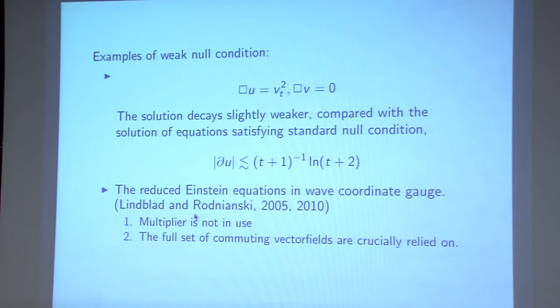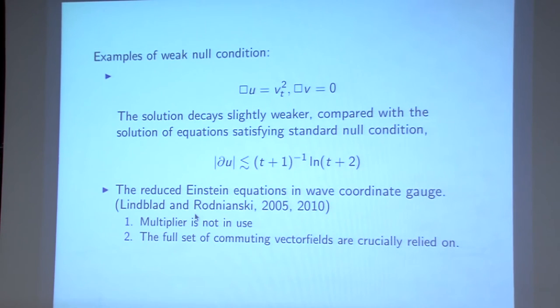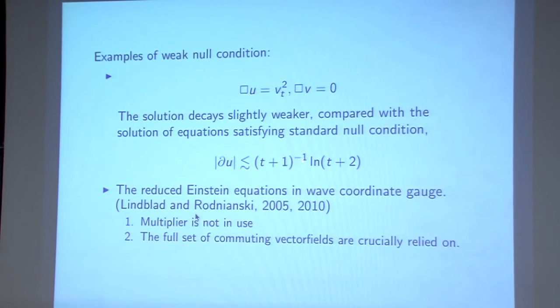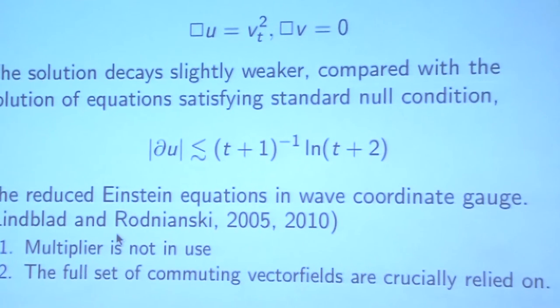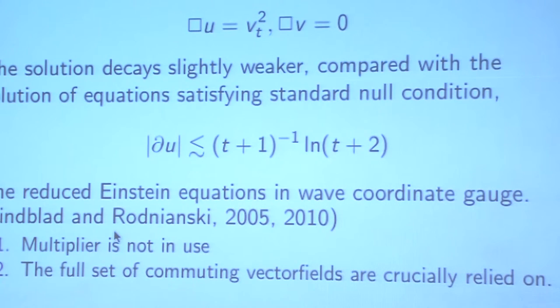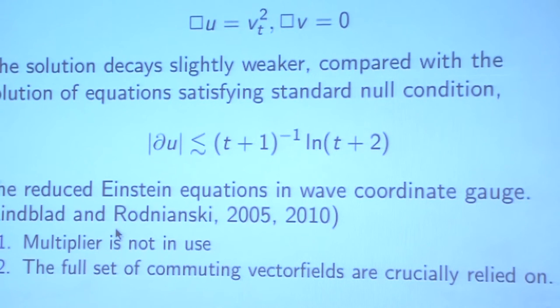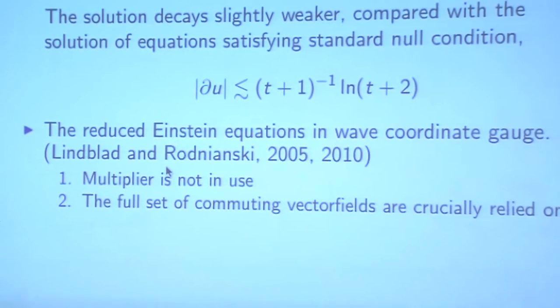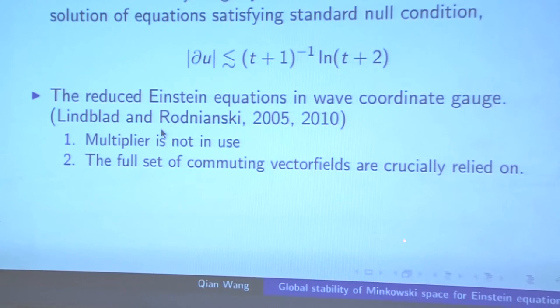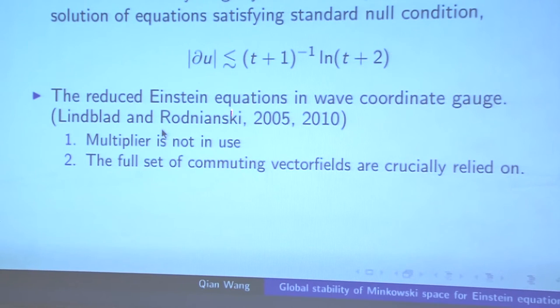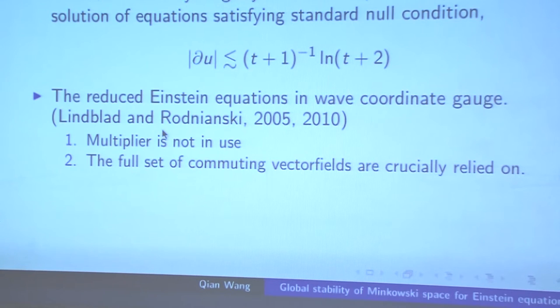So let's logically run through what you could do for dealing with this weak null condition. If you use the Morawetz multiplier and run the canonical way of doing small data global existence, you should expect to have t plus 1 to the negative 1 without loss. Because the expectation is lower than that, don't use the multiplier. If the multiplier is not in use, you still have the first three lines, which are the full sets of commuting vector fields. That is why the full sets of vector fields are fully used by Lindblad and Rodnianski in their 2005 and 2010 papers. I will give more detail coming up.